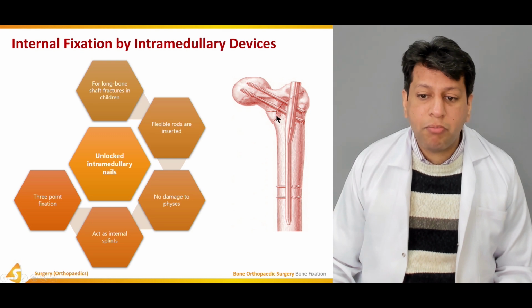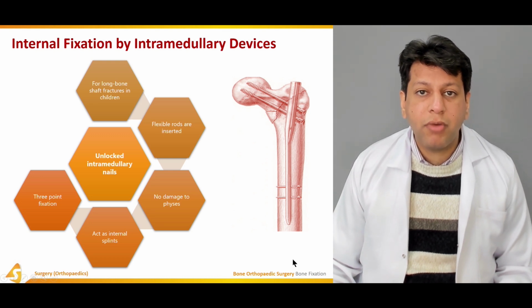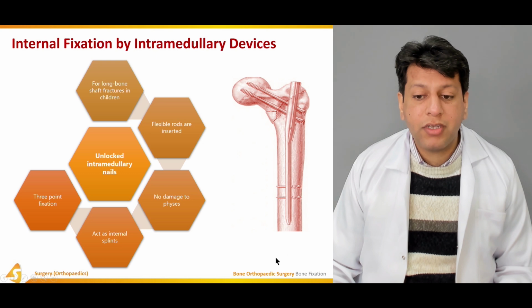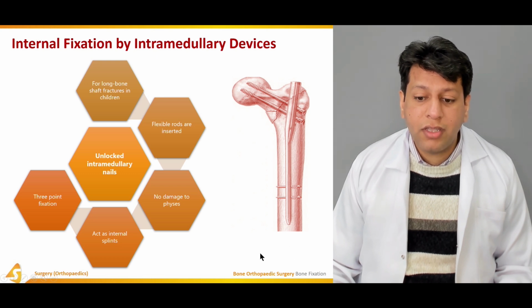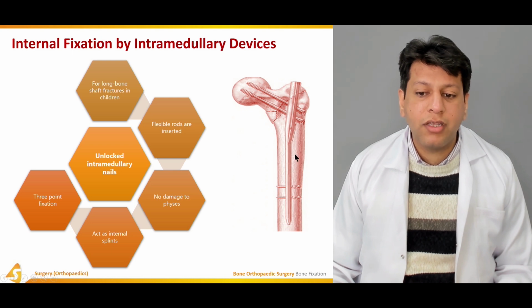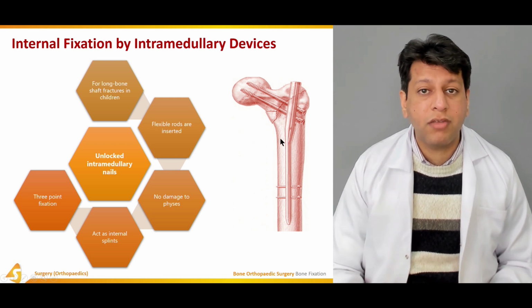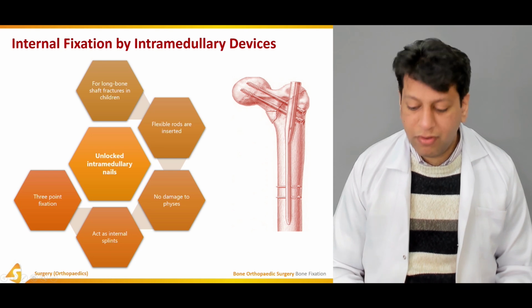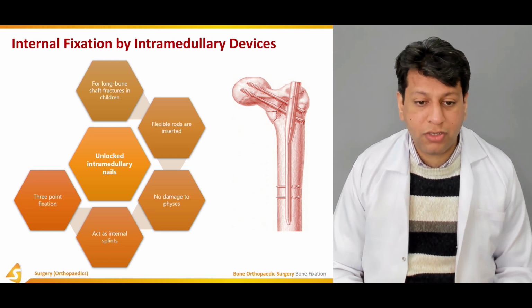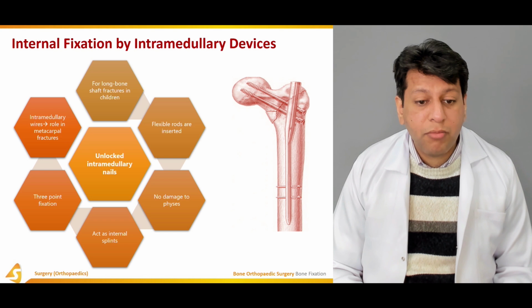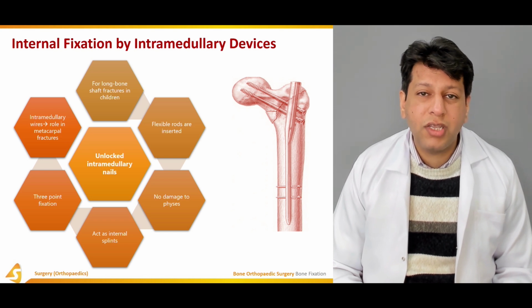That is, if they are passed from the distal part above the physis, the metaphyseal area, there is one point of fixation, then a second point of fixation at the diaphysis, and a third point of fixation at the proximal metaphysis. That is how the 3-point fixation of the flexible nail is actually achieved. And intermediate wires have a role, but usually in children.